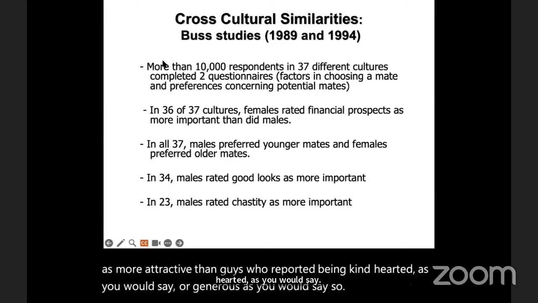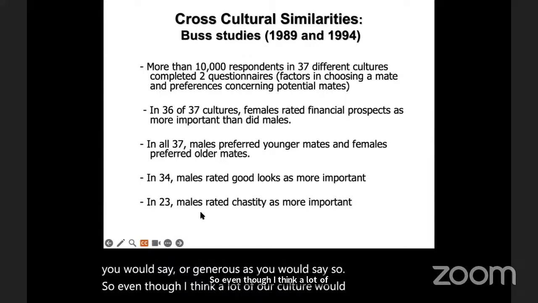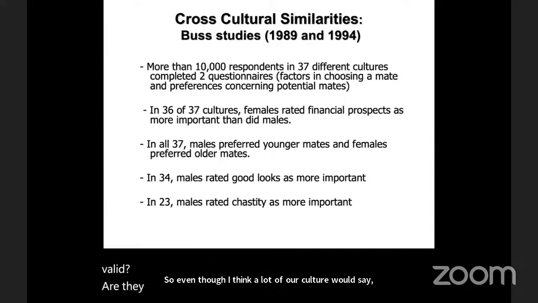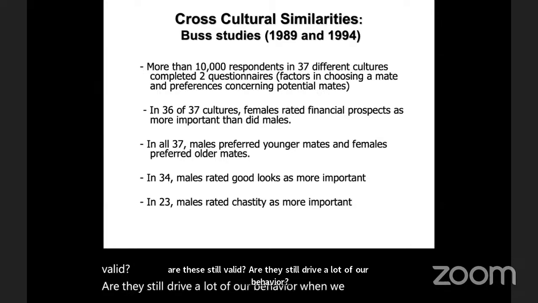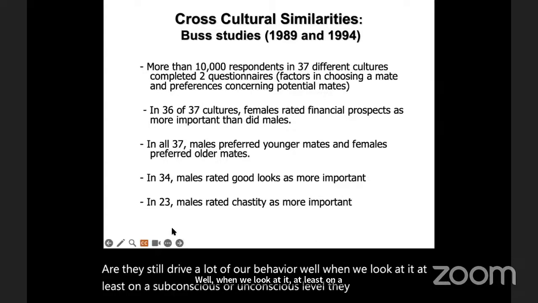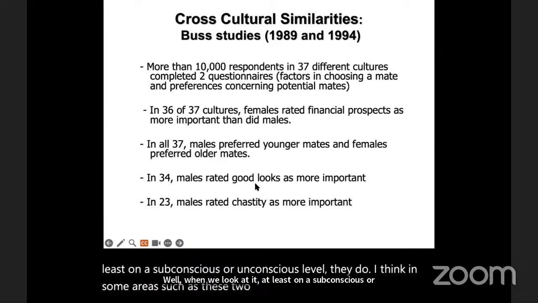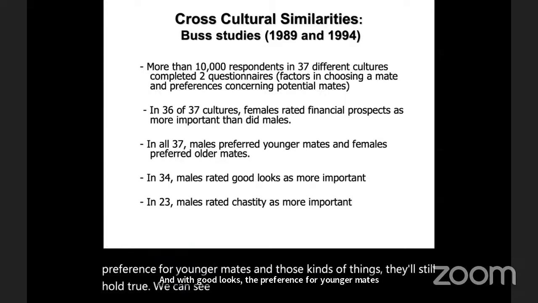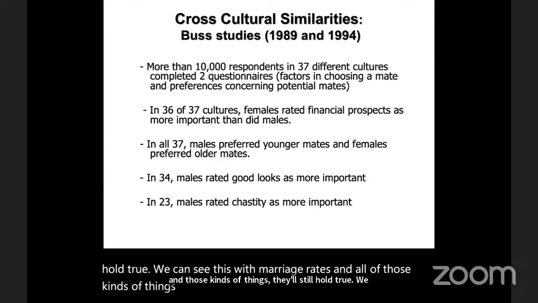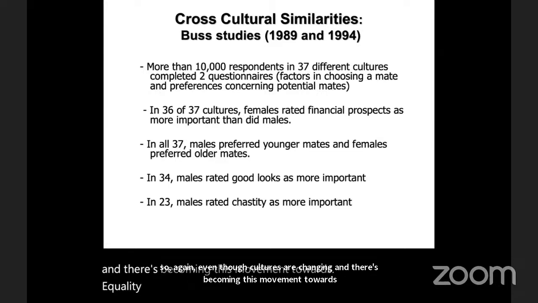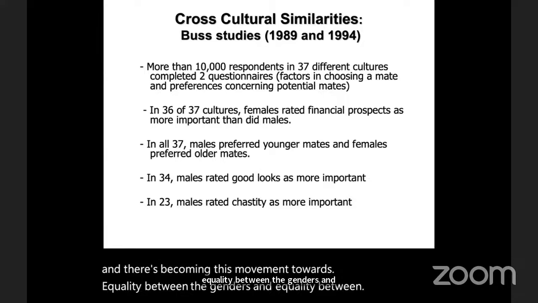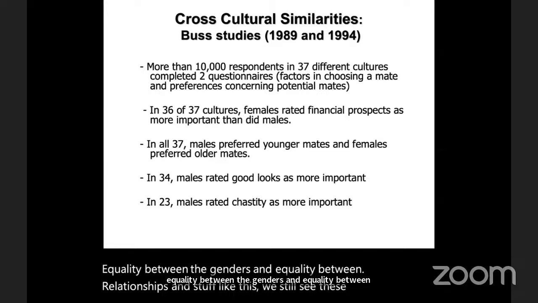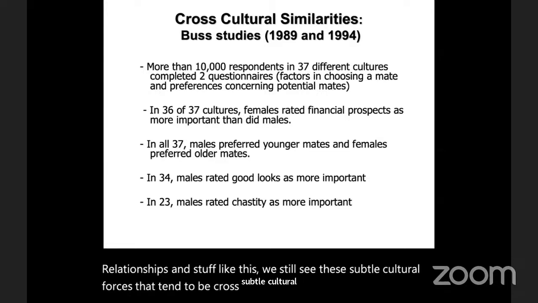So even though I think a lot of our culture would say, are these still valid? Do they still drive a lot of our behavior? Well, when we look at least on a subconscious or unconscious level, they do. I think in some areas, such as these two, the males with good looks, the preference for younger mates, and those kinds of things, they'll still hold true. We can see this with marriage rates and all of those kinds of things. And so, again, even though cultures are changing and there's becoming this movement towards equality between the genders and equality between relationships and stuff like this, we still see these subtle cultural forces that tend to be cross-culture, still influencing our perceptions. Okay.